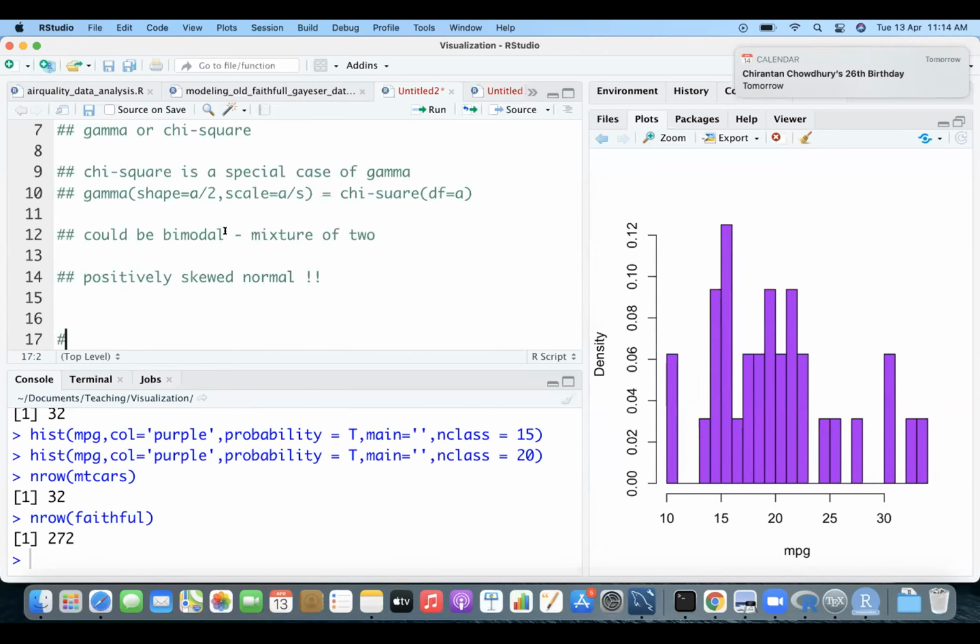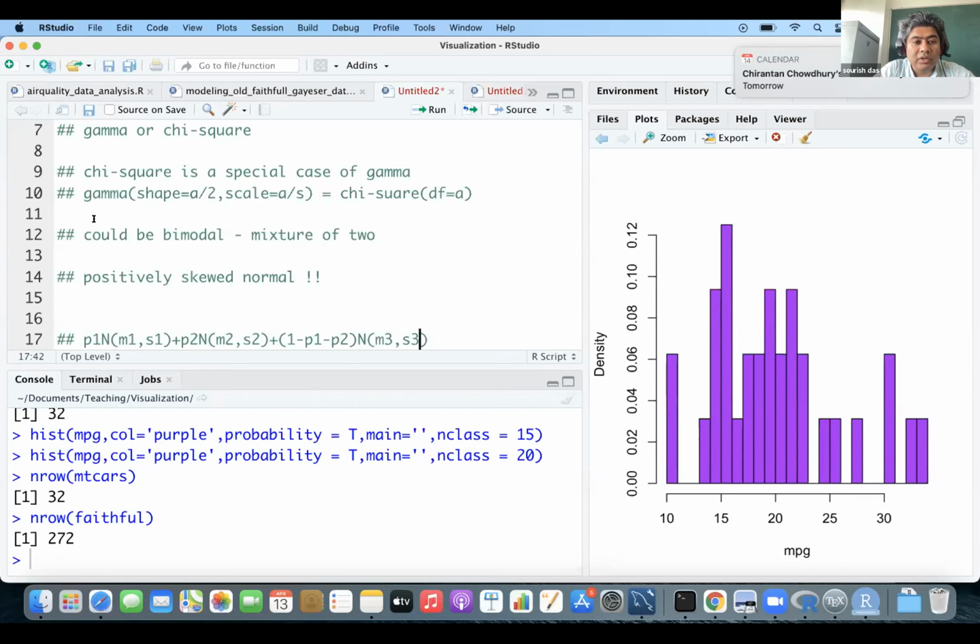So you have P1 normal M1 S1 plus P2 normal M2 S2, and then finally I will do 1 minus P1 minus P2 normal M3 S3. So I have to compute 1, 2, 3, 4, 5, 6, and then P1, P2.